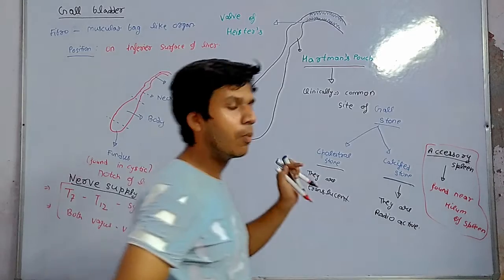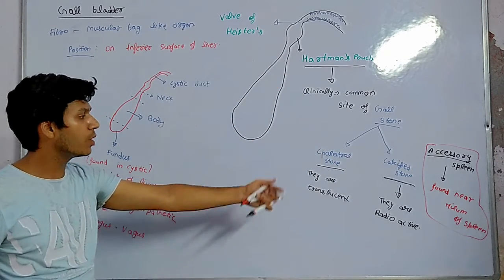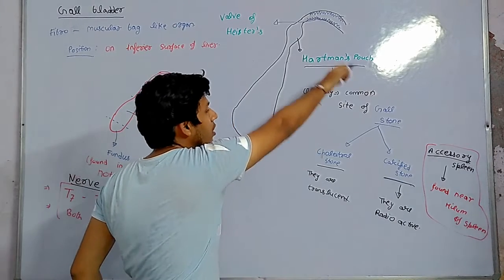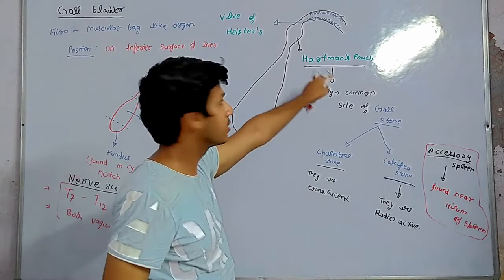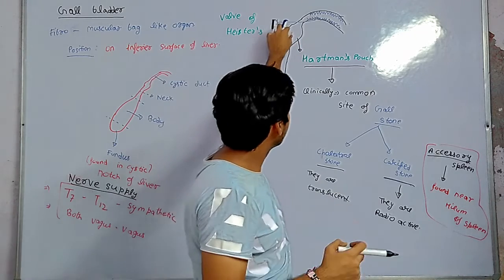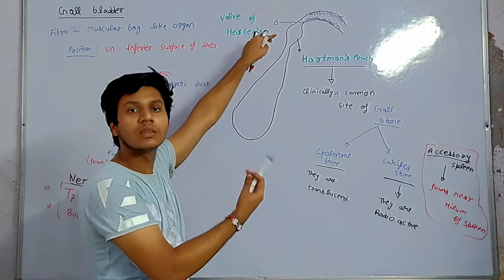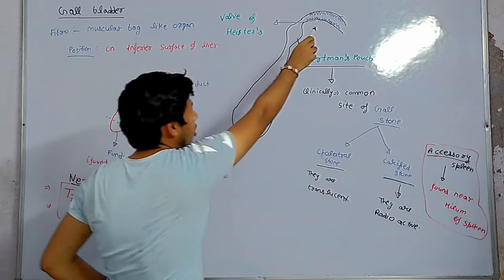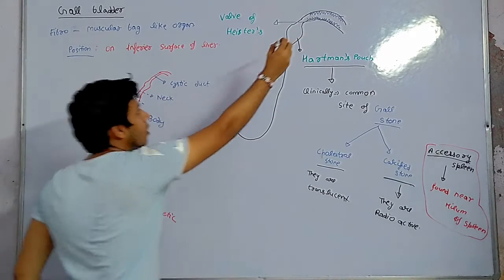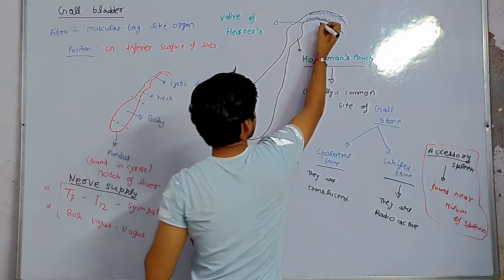They are just markings in the gallbladder, which can also take part in the formation of cholesterol stones and calcified stones. But Hartmann's pouch is the most common site where stones are present. It is a dilated pouch, so large stones can easily get stuck here. These are also helpful in bile secretion. Done. These are the markings of the gallbladder: valve of Heister, cystic duct.